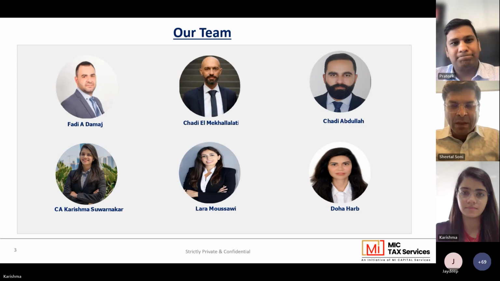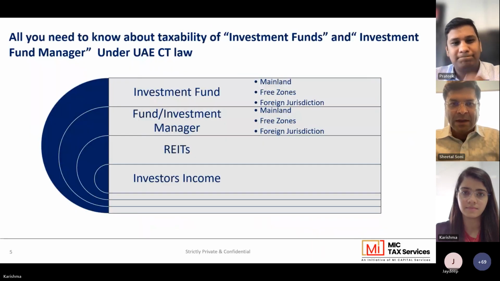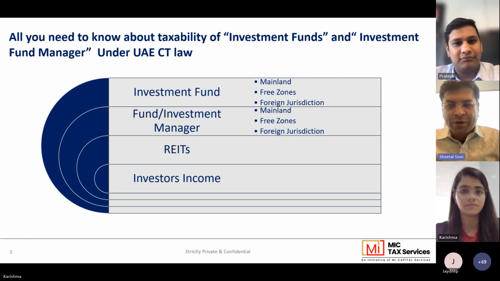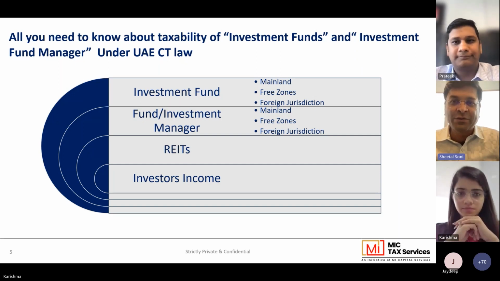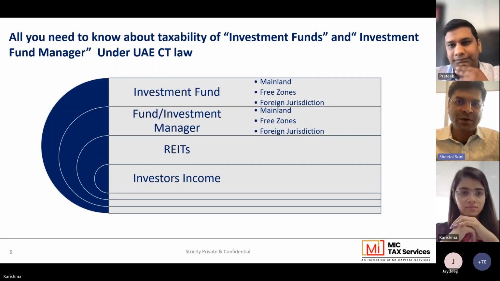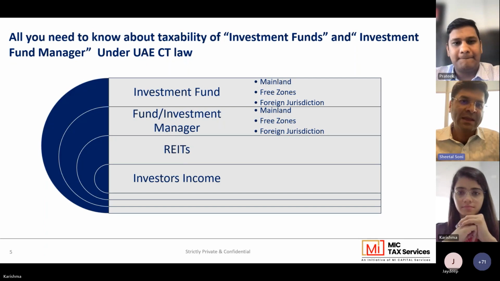As far as today's topic is concerned, regarding investment funds and investment fund managers, we have divided it into 4 categories. Category 1 is investment funds. Within investment funds, we will cover the taxability of investment funds registered in mainland or in UAE free zones, which is DIFC and ADGM, as well as investment funds registered in foreign jurisdictions. There might be certain cases where an investment fund registered in a foreign jurisdiction might fall under UAE corporate tax jurisdiction as well. We'll cover how and why.